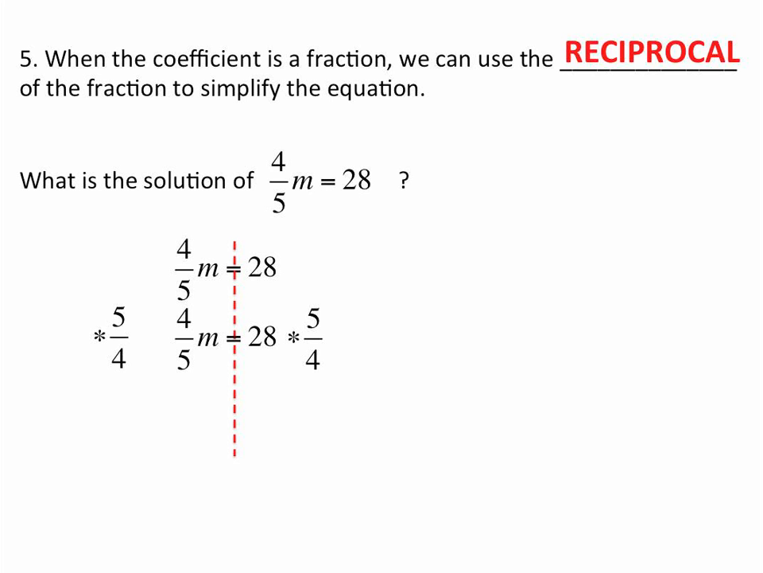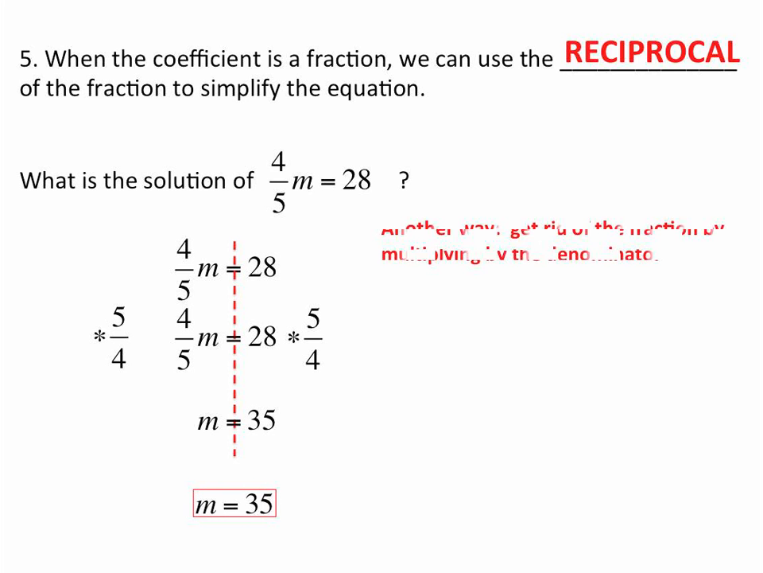And 5 over 4 times 4 over 5 is just going to get you 1. So you'd wind up with 1m, and then you'd have 28 times 5 over 4, which is just 35. Okay? Really, 28 divided by 4 would be 7 times 5, 35. Okay? That's one way to do it. I like to do it another way.